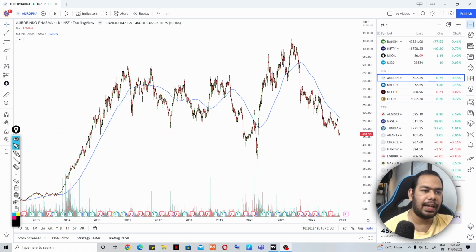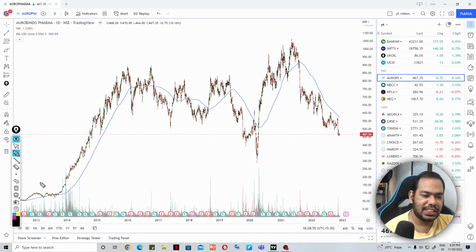Now, in this example of Aurobindo Pharma, you can see a blue line. This is the 200 period moving average. If I apply it on a 5-minute chart, it will become a 200 5-minute moving average. Now, I have applied it on a daily chart, that's why it will become 200-day moving average. We call it 200 DMA in short form.